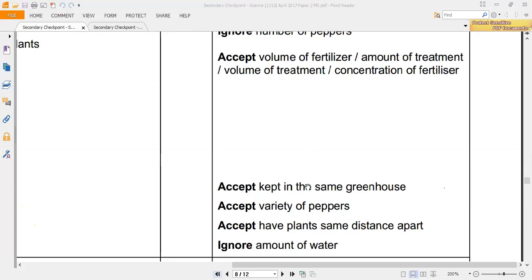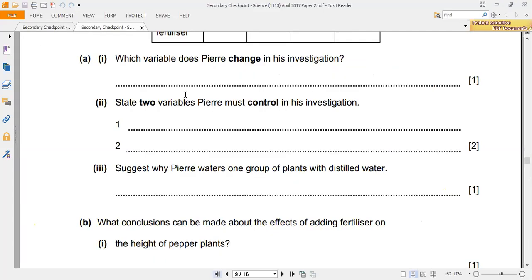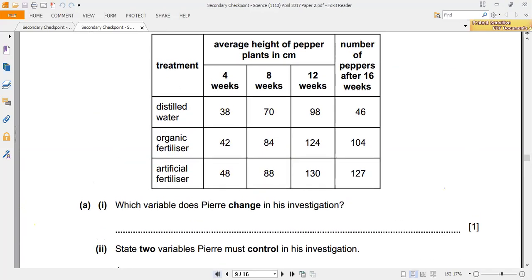There the student asked about the variables. Okay, I'm going to send this again. The variables are classified into 3 types. Type number 1, independent variable. These independent variables are the variables that we change by our own, by our hands. In this example, the type of fertilizer. So this is the independent variable.